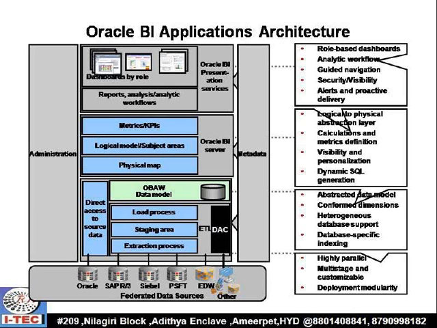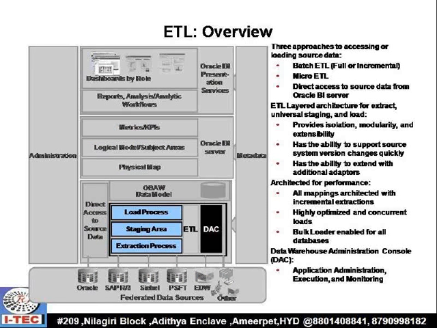Now, let me move on to the next one. Let us say the ETL overview. What exactly are we going to do in each and every component? First one: three approaches to accessing or loading source data. Batch ETLs, some process they are following. What they are doing is extracting this data and loading it into the staging area. From there, we load into our final data warehouse.